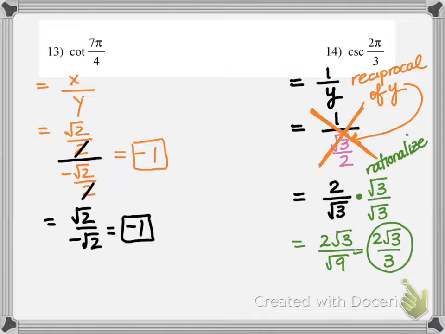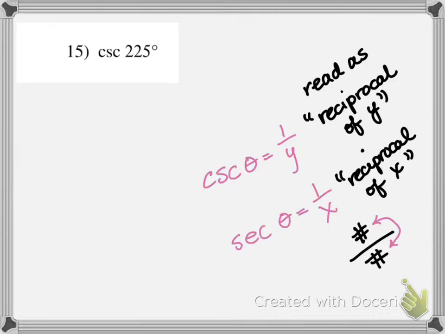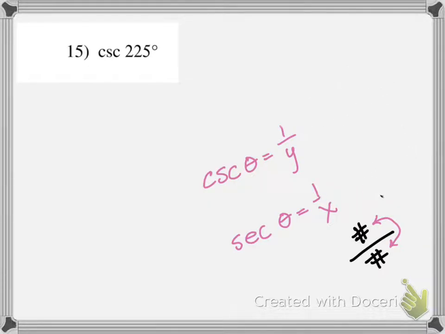So reciprocal of y, just flip it. That's all you need to do. Okay, moving on. Let me erase this. Okay, so now we're going to do cosecant of 225. Here's another one, okay? So cosecant, what does that mean?